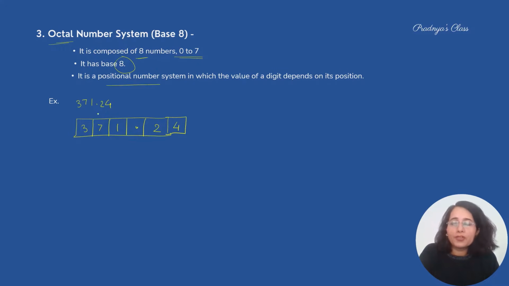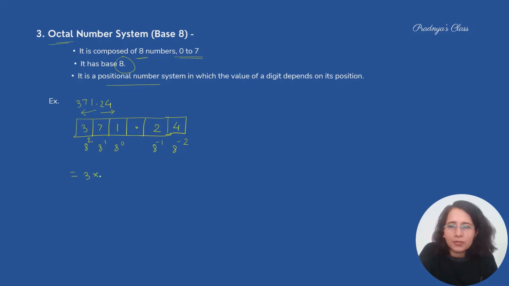So we are going to take the power of 8. The left side of the octal point will be the positive power of 8 and the right side of the octal point will be the negative power of 8. So it will be 8 raised to power 0, 8 raised to power 1, 8 raised to power 2, and 8 raised to power minus 1, 8 raised to power minus 2. Now let's multiply and find out.